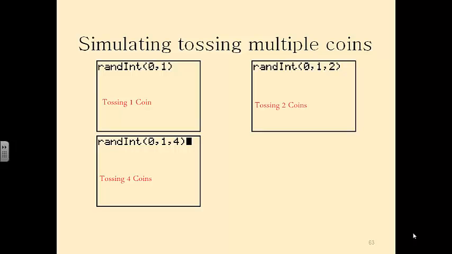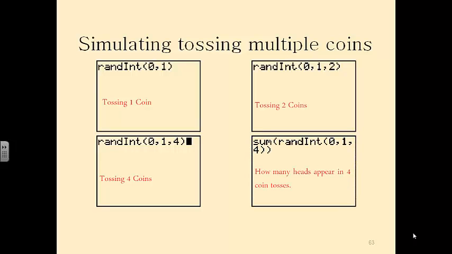Next up, I could do 4 coins, or I could do as many coins as I wanted to. And I could even do a sum of that random integer and then figure out how many heads. If we let heads equal 1s, then the number of heads would be added up. So there are different ways you can do simulations on your calculators, and we're going to be doing a lot of these in class as well.